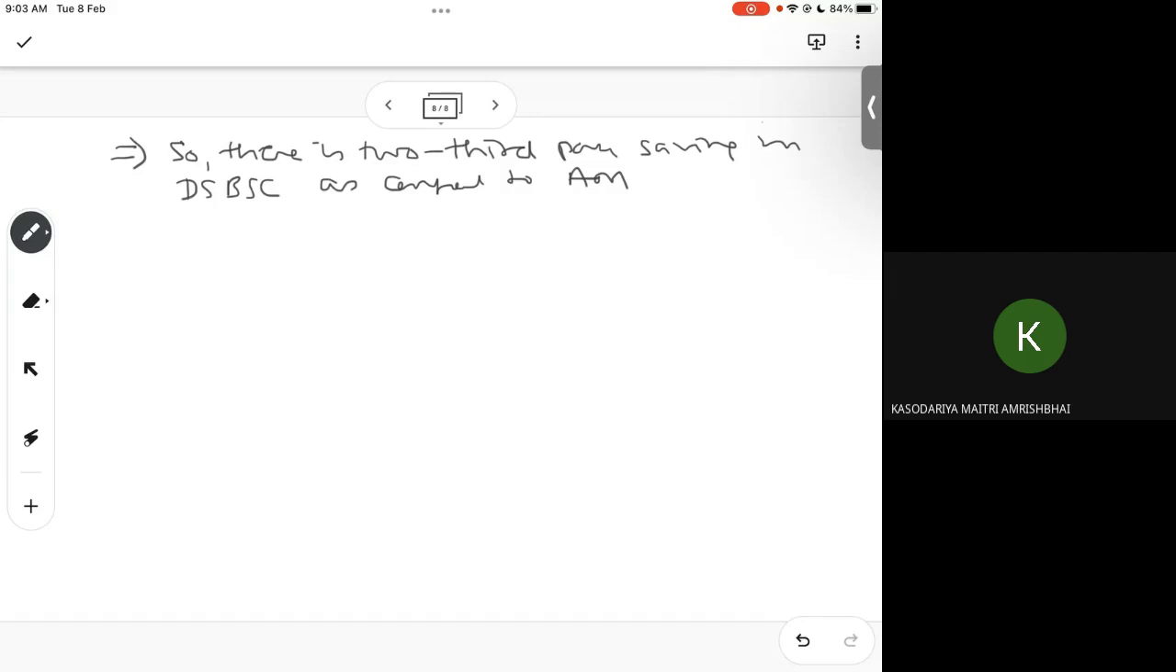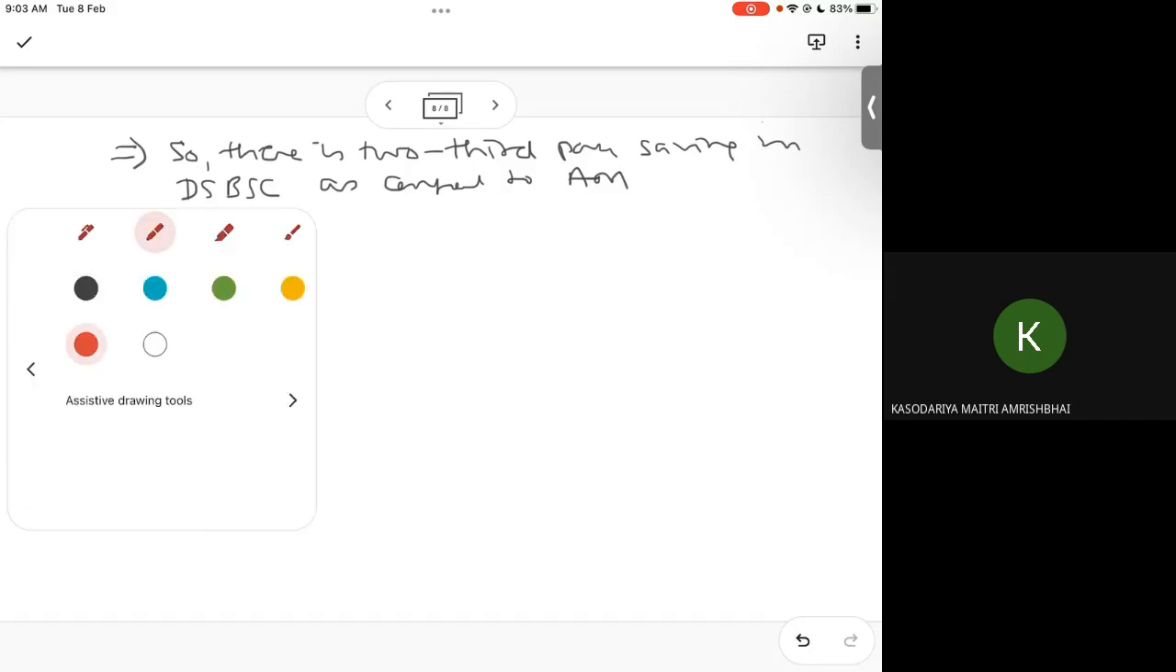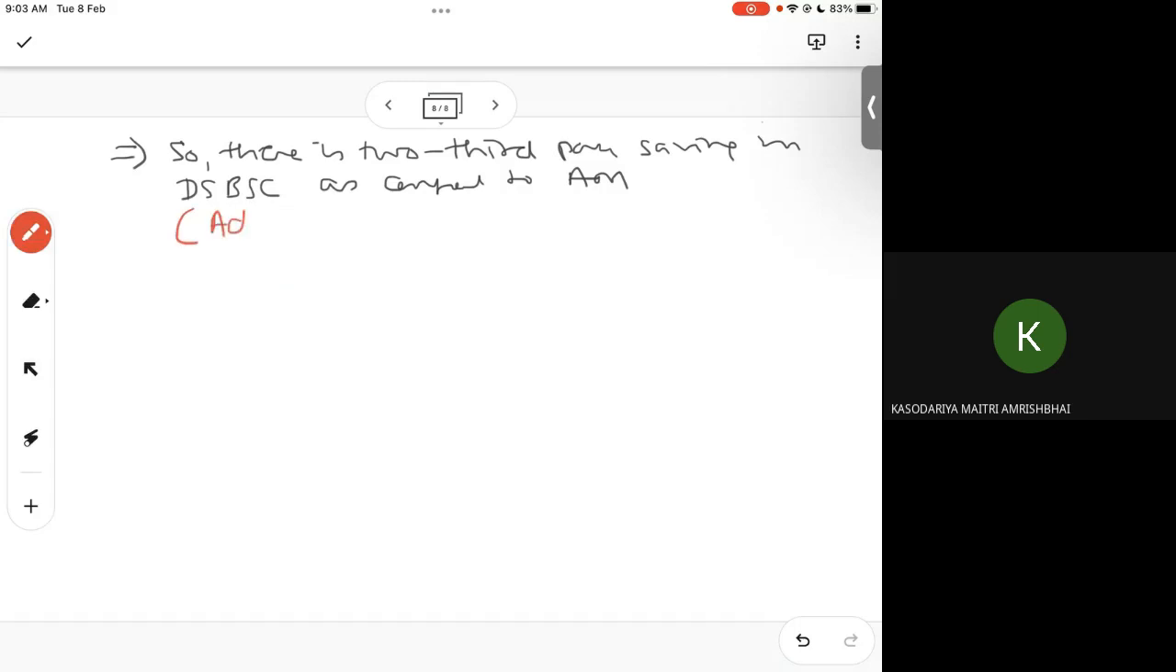But what is the disadvantage? That is the advantage we have seen, the advantage of DSBSC over AM. Now what is the disadvantage?